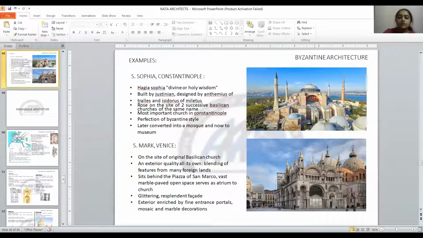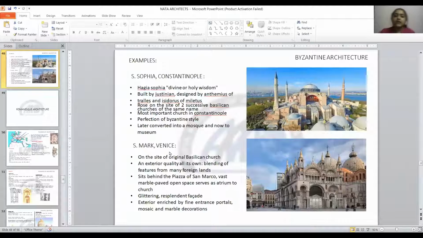It is a two-floored structure, and the diameter of the dome is around 31 meters, and from the center to the crown of the dome it is 55 meters. Initially it was used as a cathedral because the emperor was a Christian emperor. Later it was conquered by Islam, so it was converted to a mosque, and now it is a museum. So you can see the amalgamation of Roman and Christian architecture there.